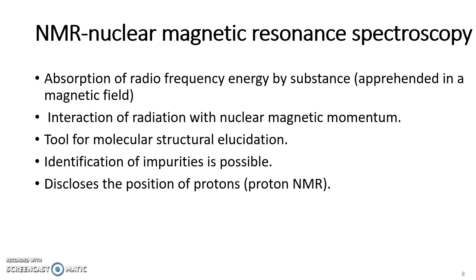Nuclear magnetic resonance spectroscopy. Absorption of radio frequency energy by a substance held in a magnetic field. This is due to interaction of radiation with nuclear magnetic momentum. Different frequencies of radiation are absorbed by nuclei with chemically diverse environments. NMR is a tool for molecular structure elucidation, and it is used for identification of impurities and also discloses the position of protons in complex molecular structures like proteins, alkaloids, etc.